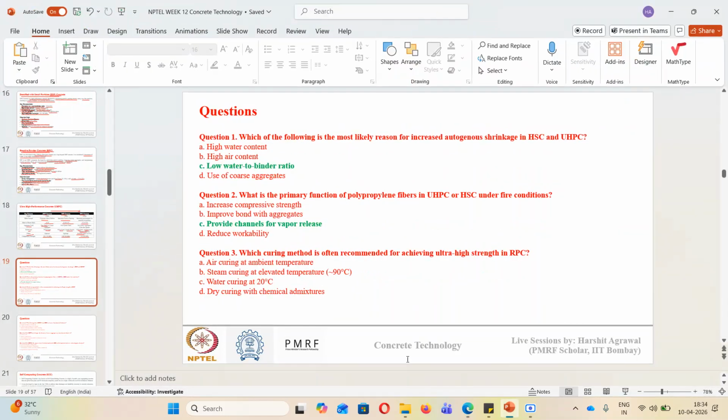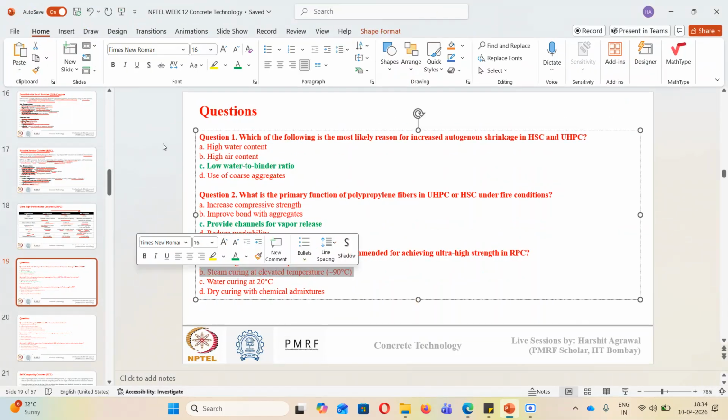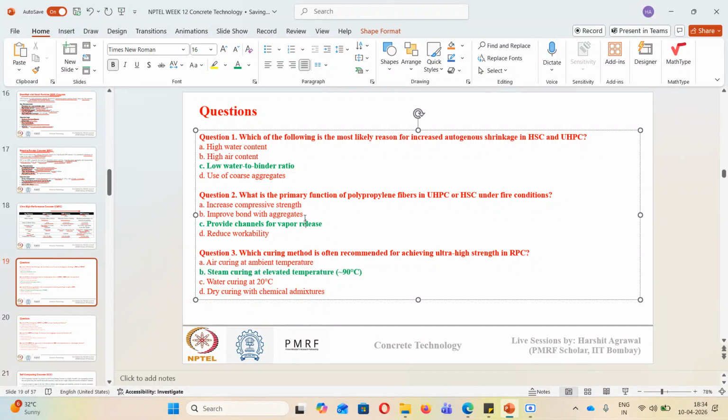Yes, the correct answer is B. Generally, when we talk about any type of high strength concrete, steam curing becomes an important factor, because as we increase the curing temperature, it increases the kinetics of reaction also. As we increase the kinetics of reaction, the pozzolanic reaction and hydration reaction accelerate. So it helps us to enhance the mechanical properties and microstructure density of concrete.